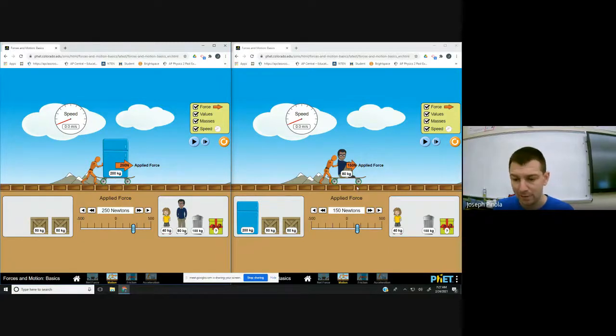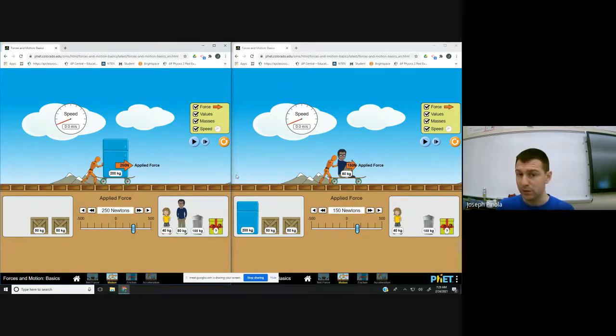On the right side, the person is not pushing a refrigerator anymore. Instead, they're pushing a man. And the man clearly has a lower mass than the refrigerator. So you might think, oh, the man on the right side is going to accelerate or change his speed quicker because he has a lower mass. But notice also that the net force being applied is lower on the man than it was on the refrigerator.